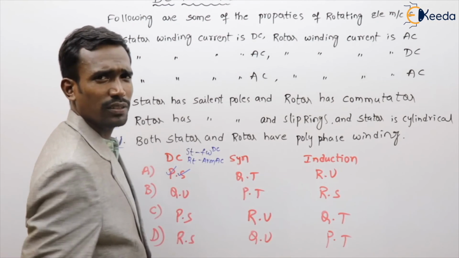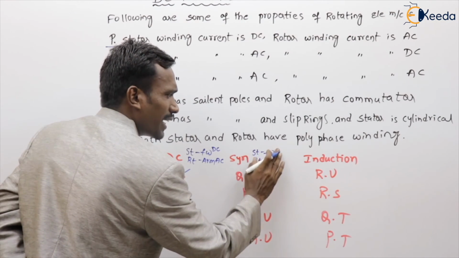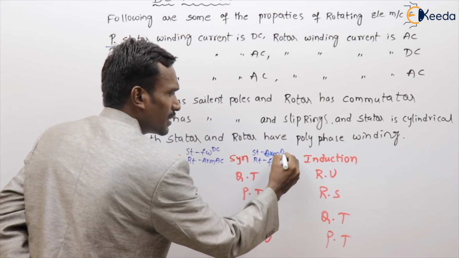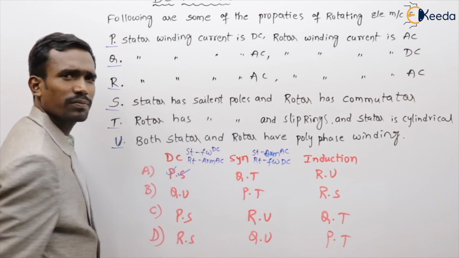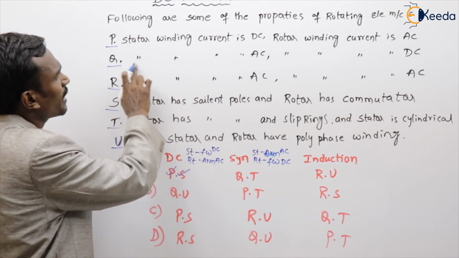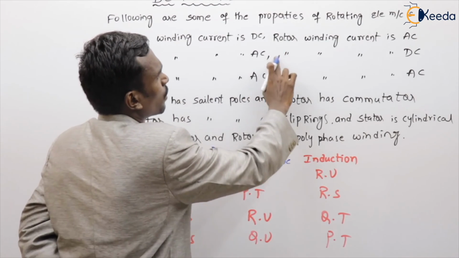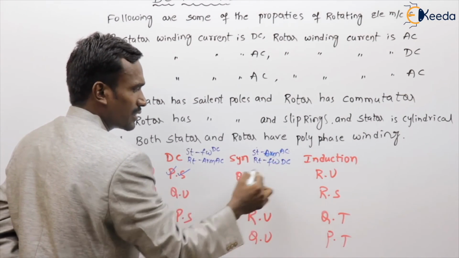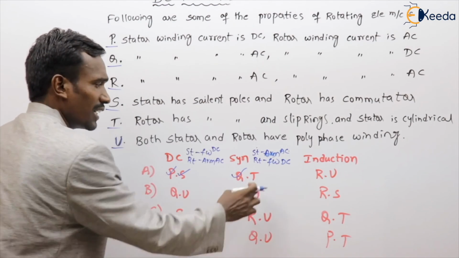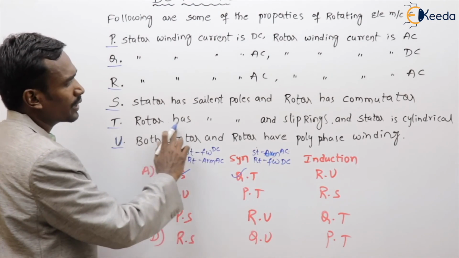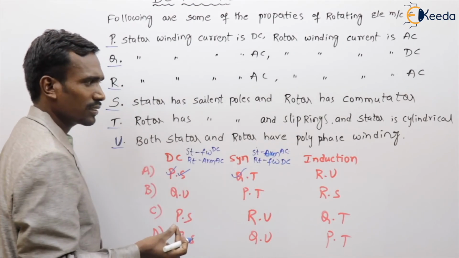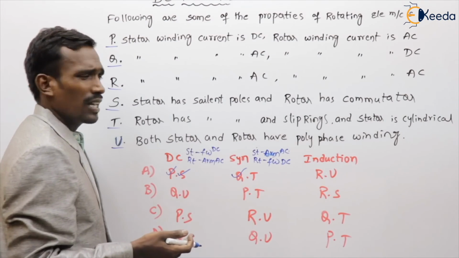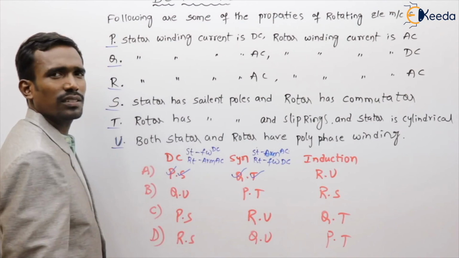Next, synchronous machine. In synchronous machine, stator has armature winding, rotor has field winding. This is AC, this is DC, right? Let's check Q. Stator winding has AC current, rotor winding has DC current. Let's check T. Rotor has salient pole and slip rings, and stator is cylindrical. Yeah, correct answer. Salient pole machine, this is also the correct answer.